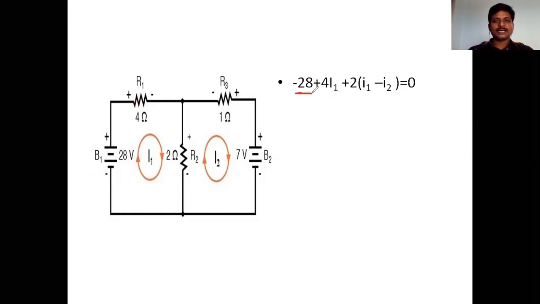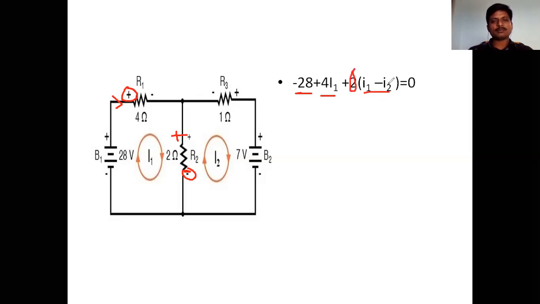Therefore, minus 28 plus 4I1, because you have to remember the passive sign convention: when current is entering a passive element, you have to take positive. Therefore, plus 4I1. Here the I1 current is entering at R2, therefore you have to take plus, and here minus. Therefore, plus the voltage drop across the 2 ohm resistor. That is again Ohm's law: current into resistance. Current is the resultant current, I1 minus I2, and resistance is 2.